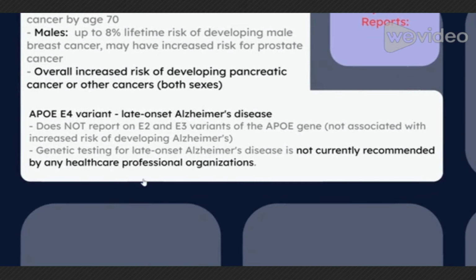Another major risk report has to do with the developing of late-onset Alzheimer's disease. The test reports on variants in the E4 variant of the APOE gene, which is associated with an increased risk of developing the disease. Currently, any testing for the E4 APOE gene variant isn't recommended by any healthcare professionals or providers.